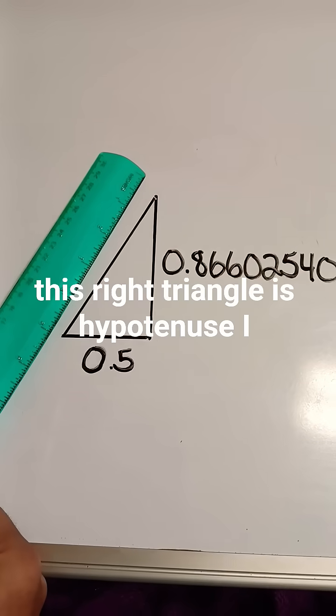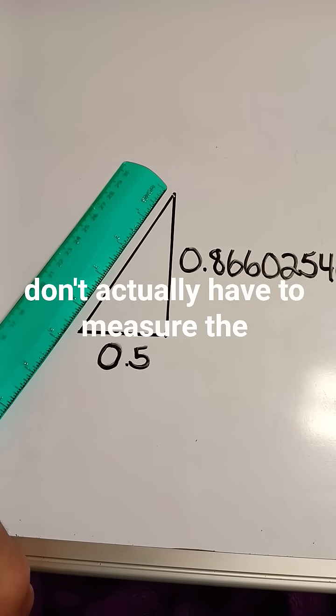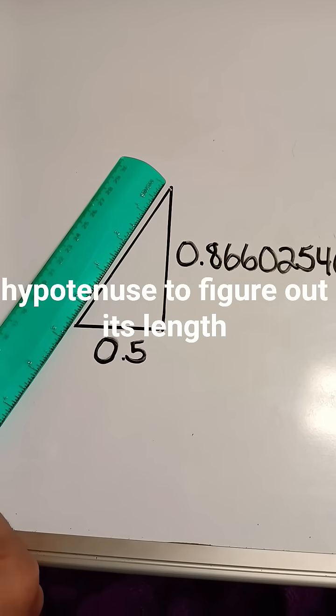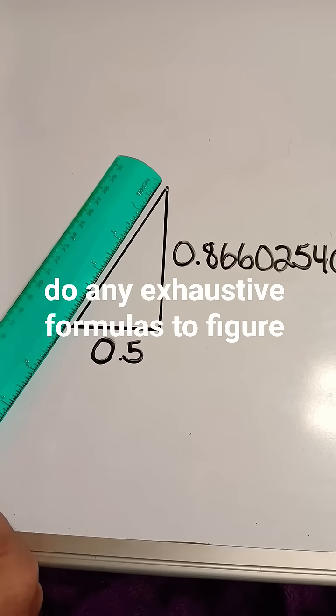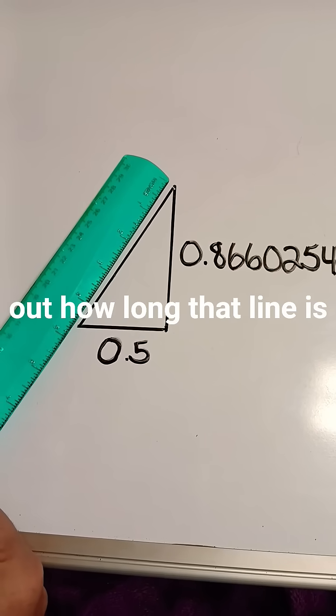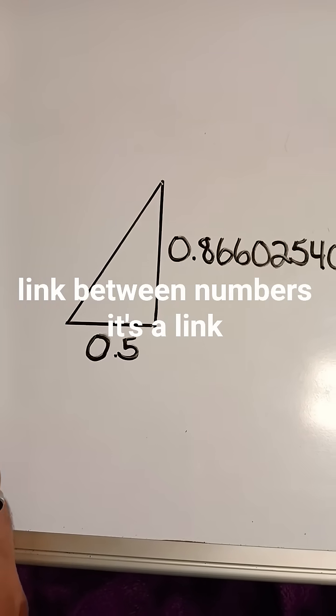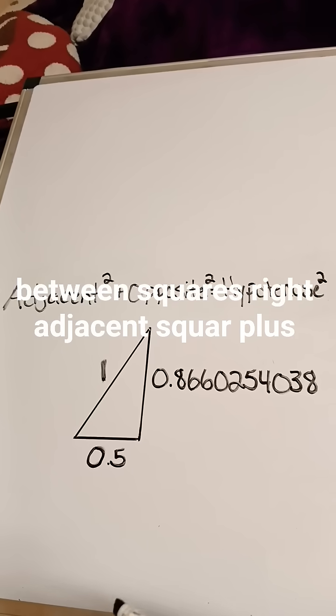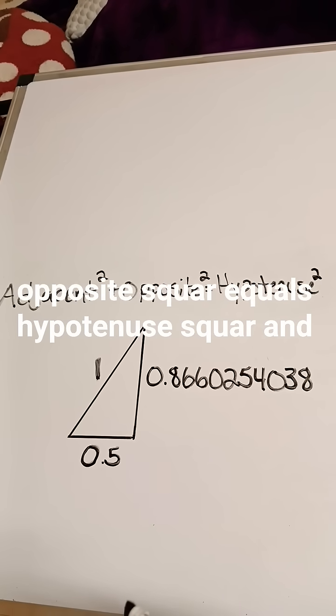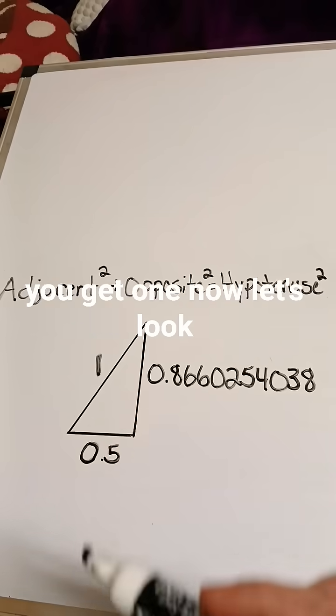This right triangle's hypotenuse. I don't actually have to measure the hypotenuse to figure out its length, do I? I don't have to do any exhaustive formulas to figure out how long that line is either, do I? No, it's a link between numbers. It's a link between squares, right? Adjacent squared plus opposite squared equals hypotenuse squared, and you get 1.